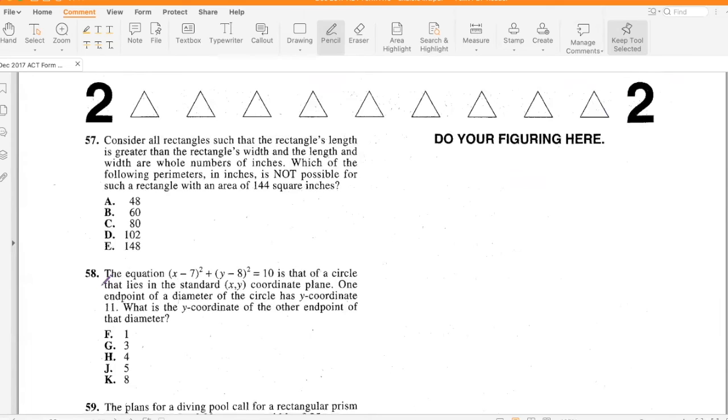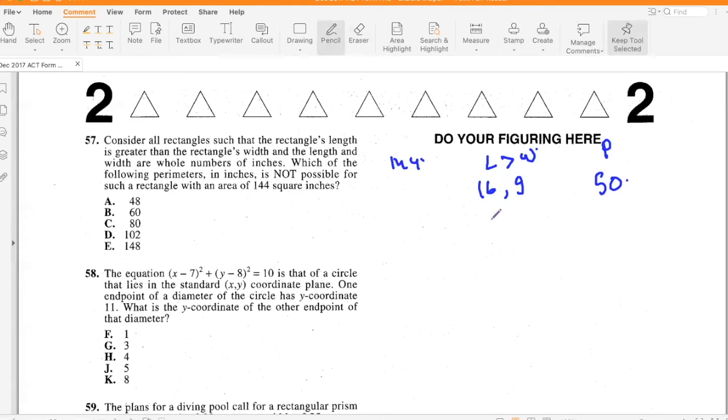Consider all rectangles such that the rectangle's length is greater than the rectangle's width and the length and width are whole numbers. Which of the following perimeters is not possible for such a rectangle with an area of 144 square inches? Okay. So 144, the length is greater than the width. So 12 and 12 won't work. I can take 16 and 9. So the perimeter would then be 50, right? So 50 is a possible perimeter.